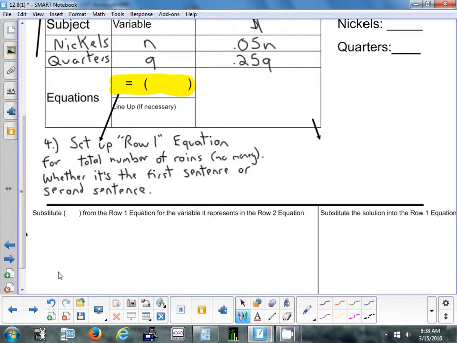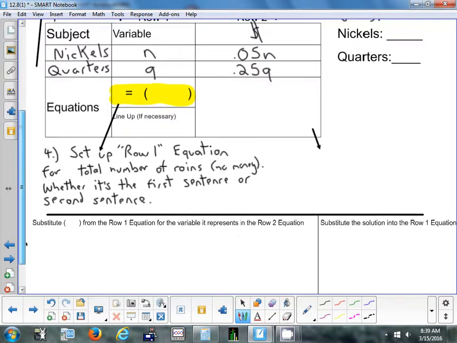It is key, yes. All right, guys, good with this? Everybody good? All right, so let's do that right now. Let's set up our row 1 equation for total number of coins.